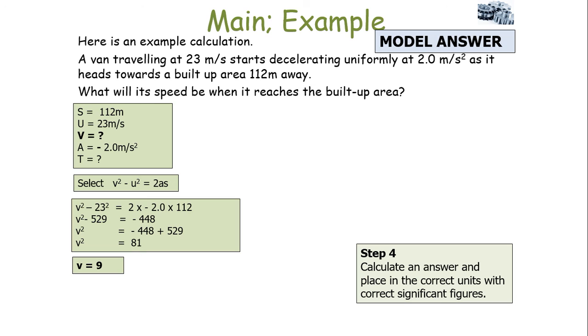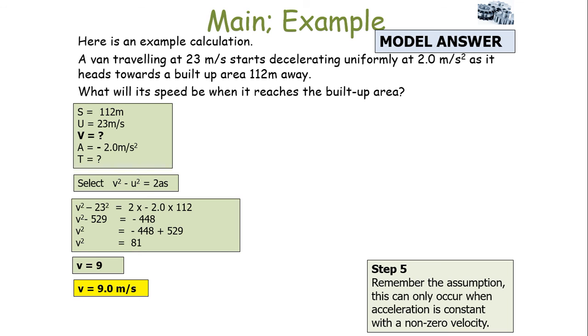Now the issue is how we write it with the correct number of significant figures and the correct units. You might say, well, look, there's 3 sig figs in 112, but 2 sig figs in 23 and 2.0. Well, you go with the lower number. So because 2 of them are 2 sig figs and 1 of them is 3 sig figs, you go with 2 sig figs. So the answer is the final velocity v is 9.0 meters per second. And remember that this can only occur when the acceleration is constant.